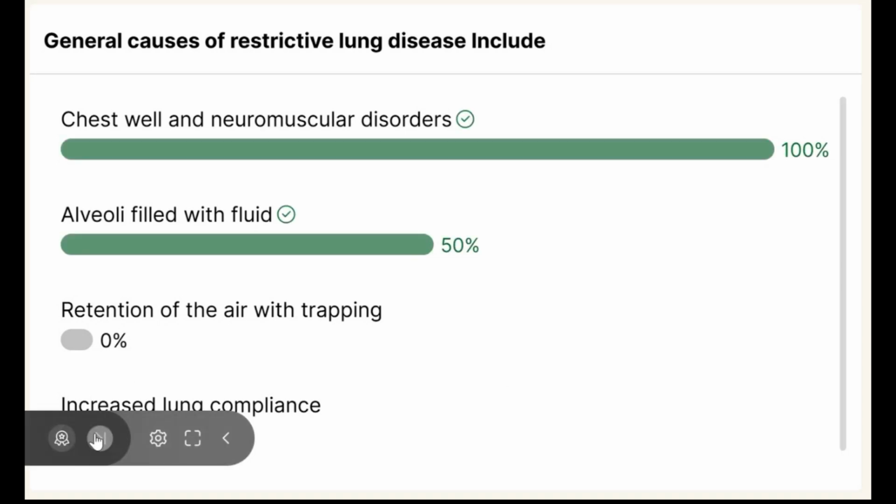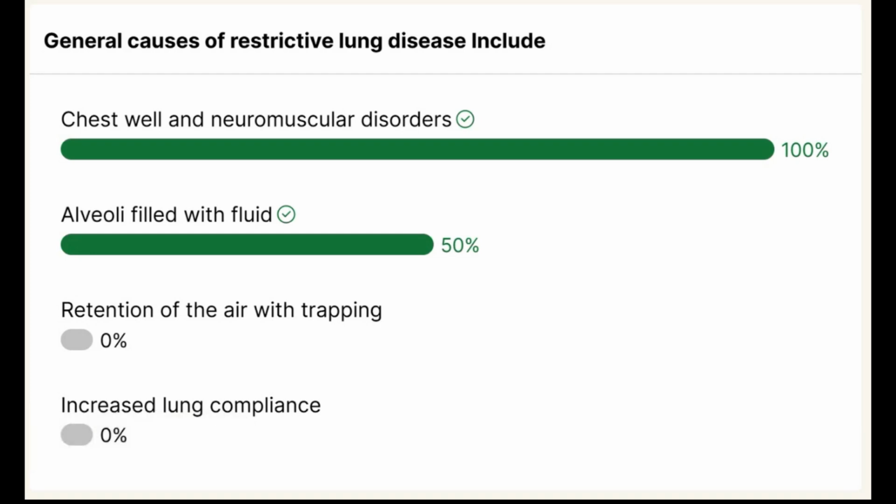So the general causes of restrictive lung diseases, you can divide them into extrinsic and intrinsic. Extrinsic is more of chest wall and neuromuscular disorders. So we're talking about scoliosis, obesity, neuromuscular disorders like myasthenia gravis. All of these will decrease the lung compliance, decrease the ability of the chest wall to expand, and thus result in restrictive lung disease.